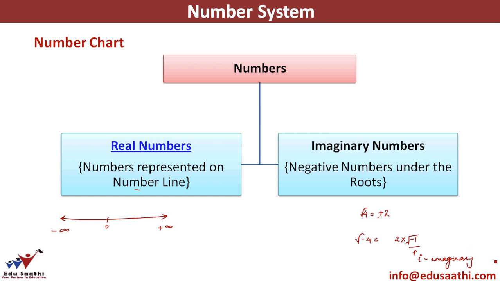So square roots or cube roots or any root, nth root of a negative number is not possible. Such a number is known as an imaginary number. So a number could be a real number or an imaginary number. These are the two broad classifications of numbers. Let's talk about real numbers now.